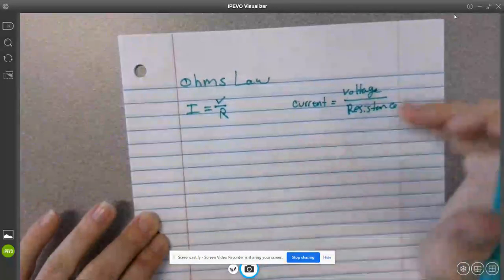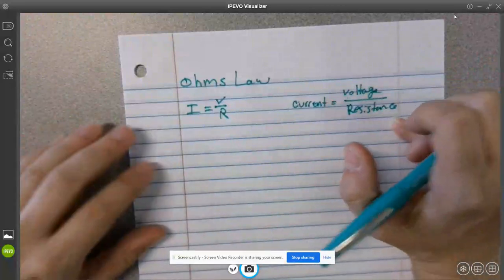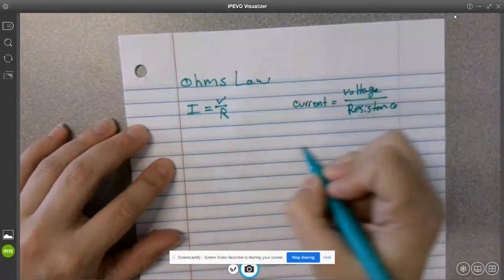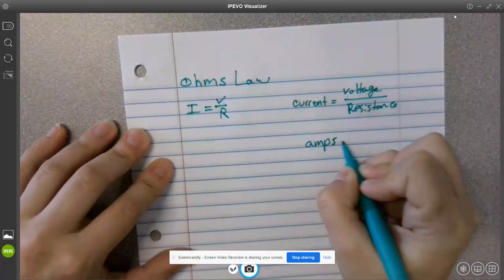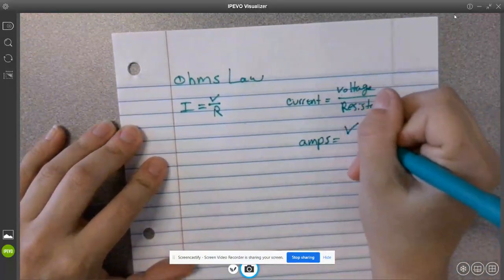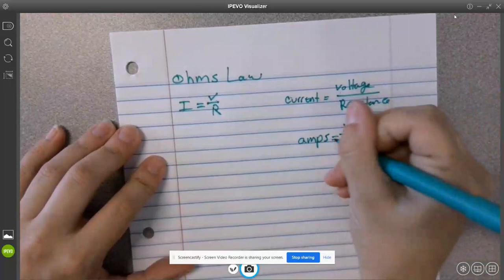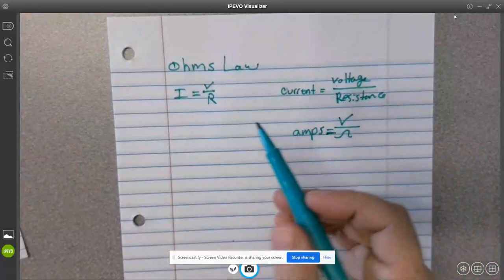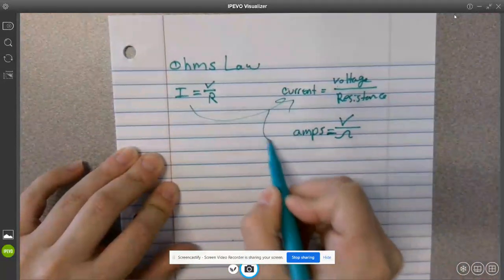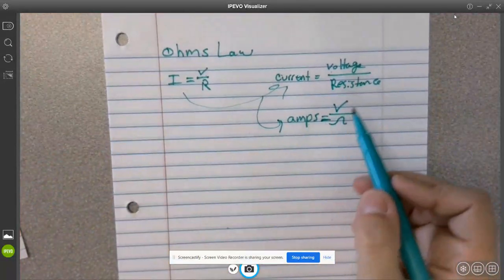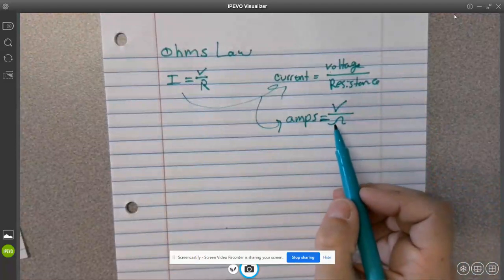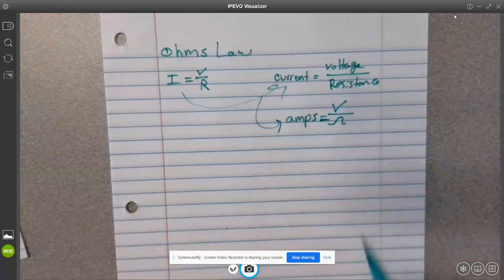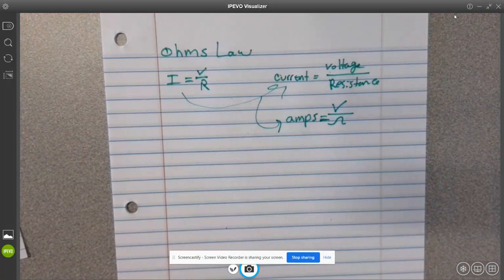So current is equal to voltage divided by resistance. And let's go ahead and use your symbols. So amps. Amps is current. Amps is equal to your voltage over your resistance. So again, resistance is also noted as ohms. So that would be Ohm's law and your two different types of circuits.